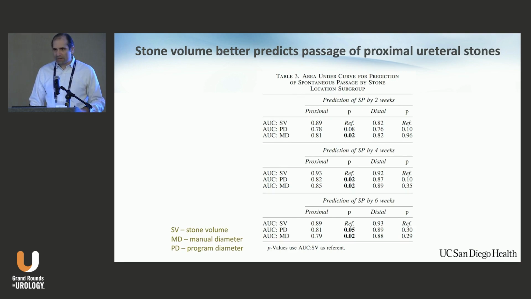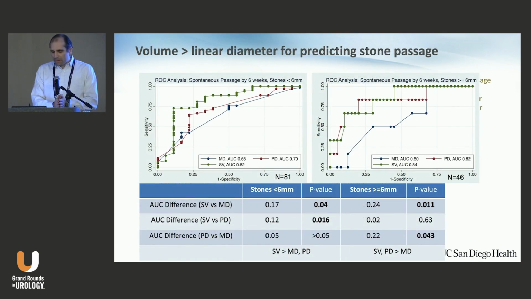So we did a cut point analysis, which found that the best sort of place to split the group into two cohorts would be with a size cutoff of 6 millimeters. So we then did a subgroup analysis to look at stones less than 6 millimeters or greater to see if there's any additional prediction. And so we found, first off, that on the ROC curves, the volume still was a better predictor for both cohorts. Interestingly, for stones that were greater than 6 millimeters, both the computer-generated data sets, whether it was stone volume or the program-derived linear dimension, were more accurate than the manual measurement.